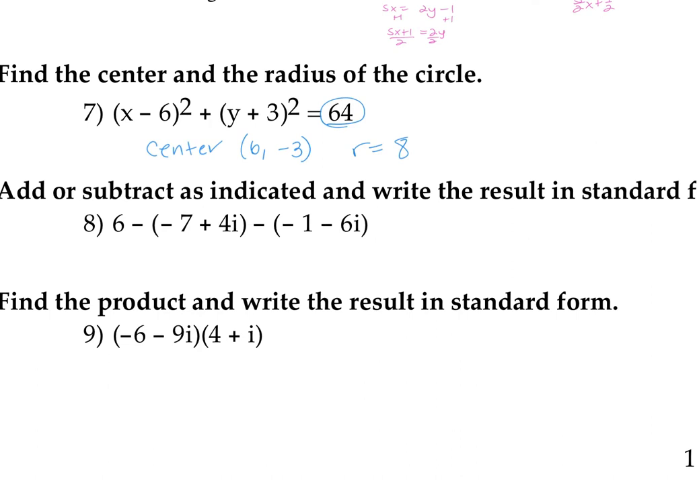For number 8, we're going to distribute the negative in here. So 6 plus 7 minus 4i, distribute negative here, plus 1 plus 6i, and then combine all our like terms. A plus bi means the i's come last. So 6 plus 7 is 13, plus 1 is 14, and then negative 4 and positive 6 would be positive 2i.